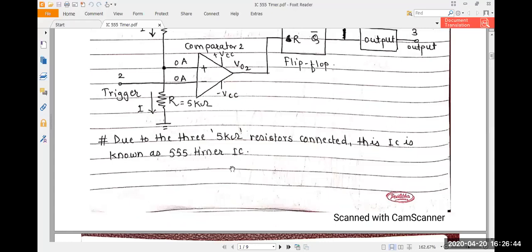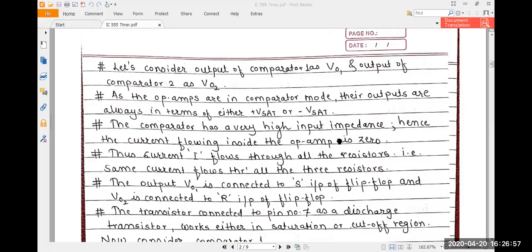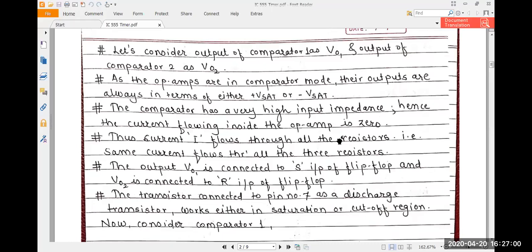So as I've told you, due to the three 5K resistors connected, this IC is known as 555. I have given a fair amount of literature of this particular IC 555. You can read it. Let us consider output of comparator 1 as VO1 and output of comparator 2 as VO2. Now, as they are in comparator mode, their outputs are always either plus VSAT or minus VSAT.